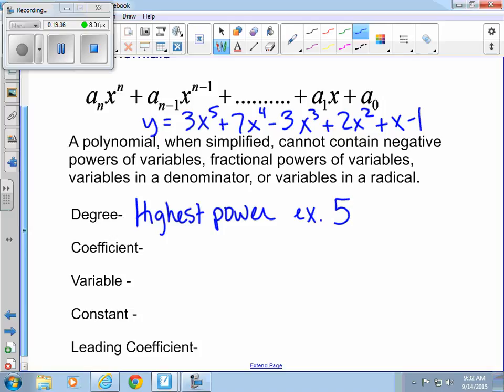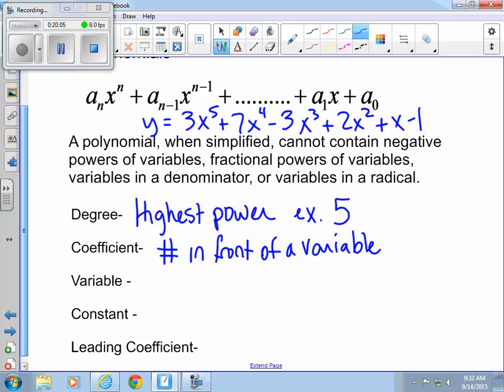A coefficient. Does anyone know what a coefficient is? Good. A number beside variables. Number in front of variables. I have a lot of choices here. All of those are coefficients. The 3 is a coefficient, the 7, the negative 3, the 2, the 1. Those are all coefficients.